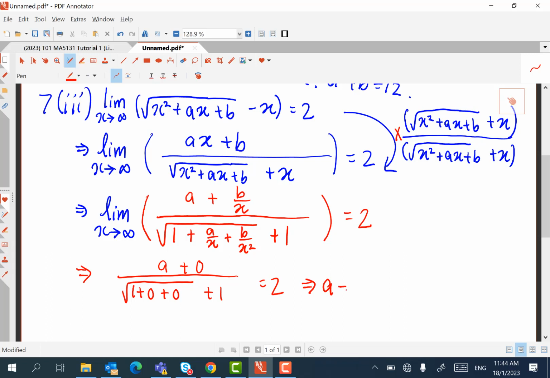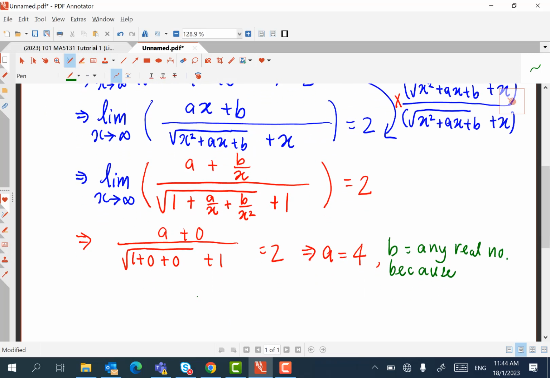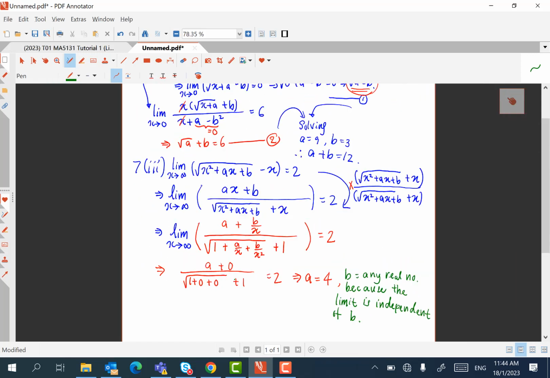Why do you flip it around? Okay, if I want to give a reason why it can be any real number, you will say because the limit is independent of b, of b. Okay, let me write. Okay, so we see it all in one go.